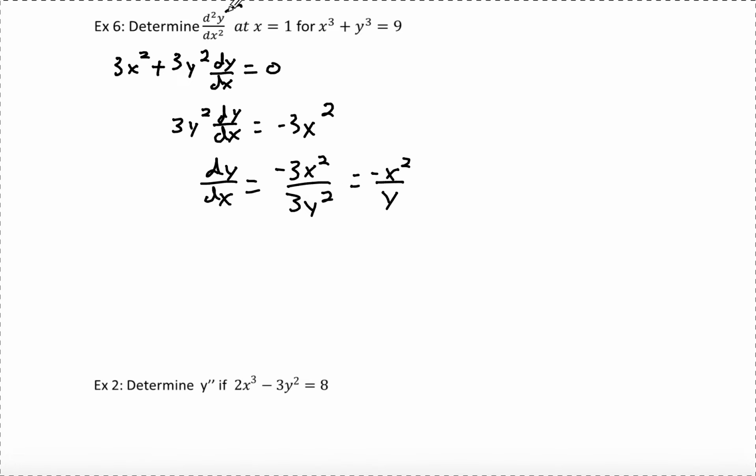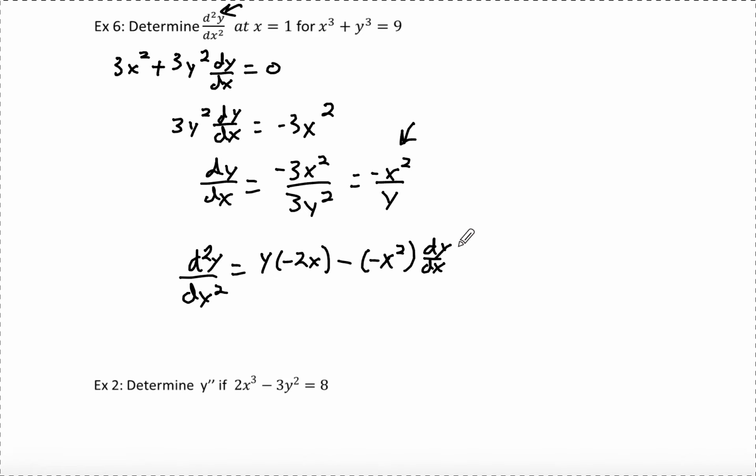To get to the second derivative level, I need to take the derivative of this thing again. So if I want to get the second derivative, I need to take the derivative of negative x squared over y. But look at this. This is a quotient now. So I'm going to use the quotient rule: low times the derivative of the high, minus high times the derivative of the low. The derivative of y is dy/dx. So low d high minus high d low, all over low squared. But we can't stop here because notice I have a dy/dx in here.